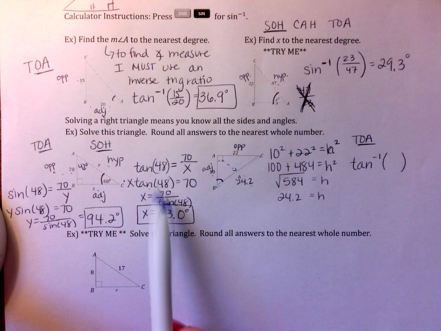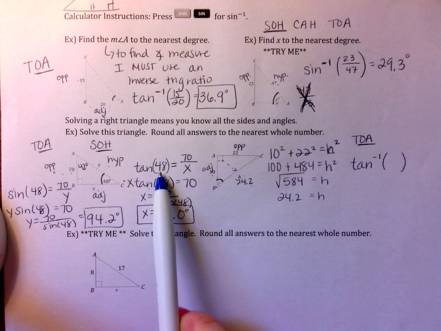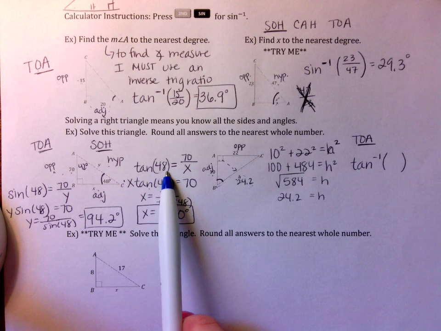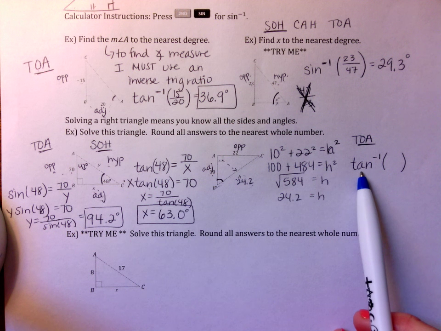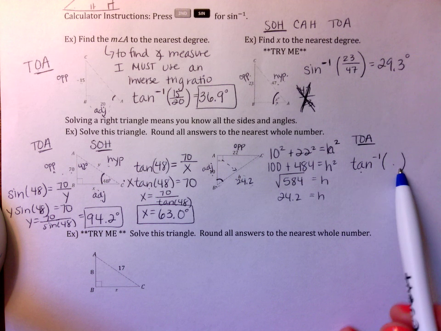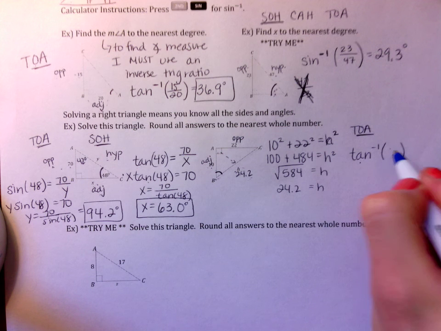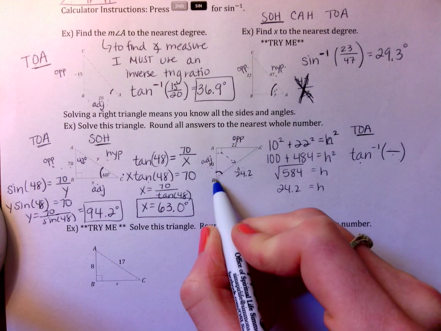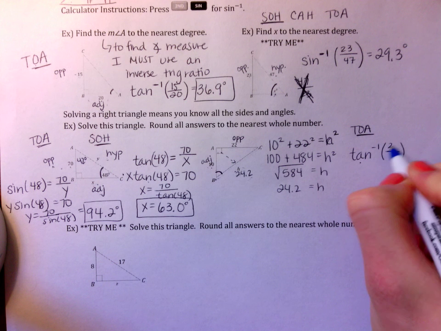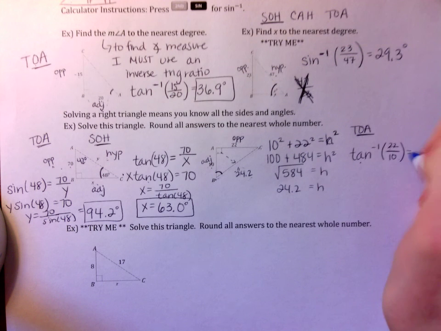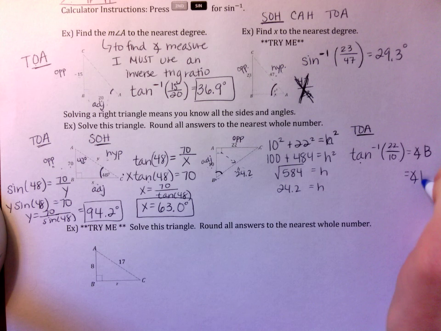So if you've noticed, when we do a normal one, we would put the angle inside of the trig function. When we do one where we're trying to do the inverse to find the angle, we actually put the comparison in the parentheses and the calculator will spit out the answer. All right, so the comparison of opposite and adjacent for angle B would be 22 over 10. And that will give us angle B. All right, let's figure that out. Put it in our calculator.